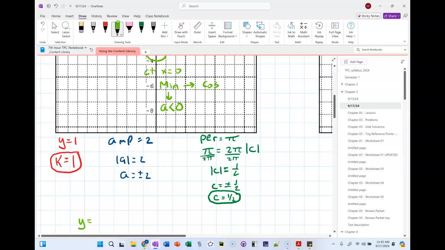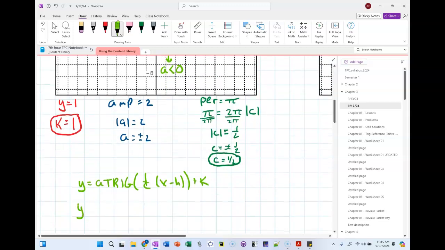So y equals, and again, that general formula, I'll write it this way. I'll just write trig there because that trig could be sine or cosine, right? So that's going to be -2 because we said the A was negative. We said cosine because at x equals 0, we're at a minimum. 1 over c is just the reciprocal for c, so that's 2. H was not needed, so that's 0, plus k, right?